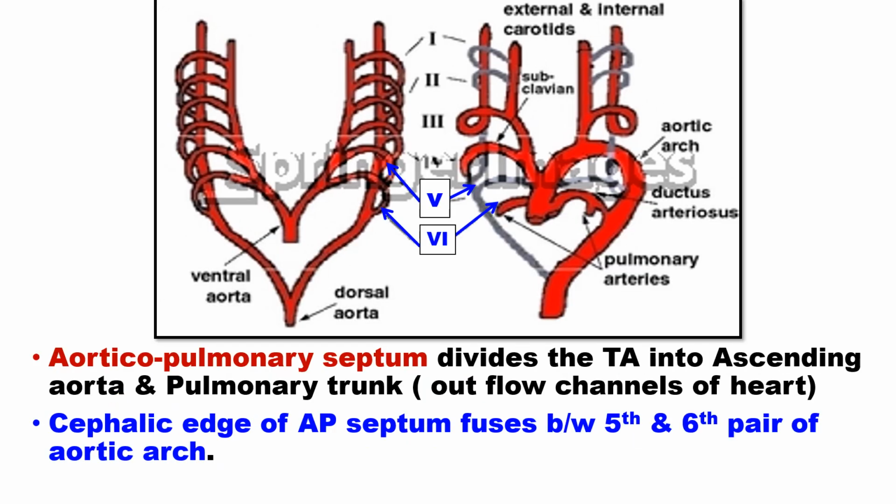Aorticopulmonary septum, which divides the truncus arteriosus into the ascending aorta and pulmonary trunk, the outflow channels of the heart. The cephalic edge of the aorticopulmonary septum fuses between the fifth and the sixth pair of aortic arches.